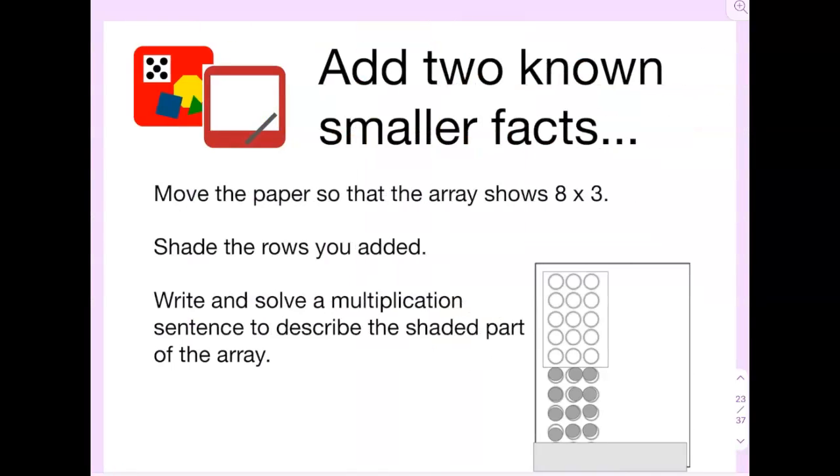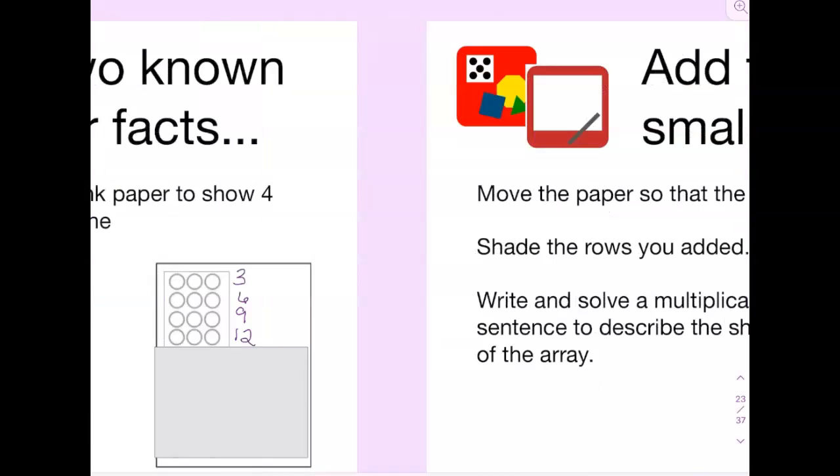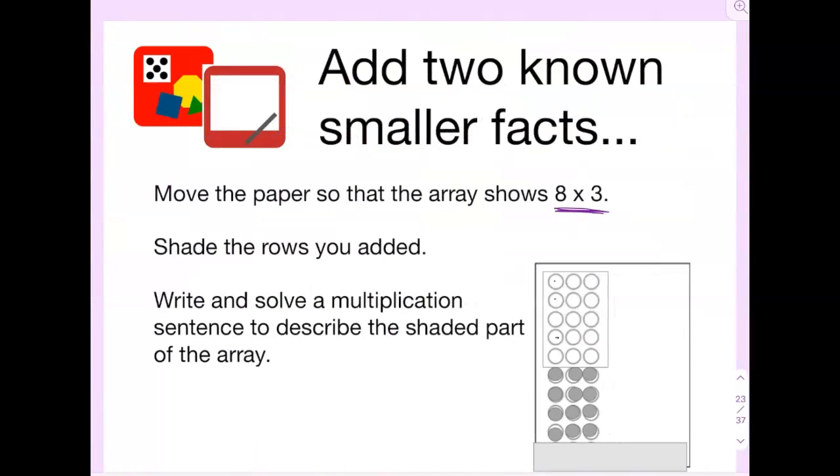Now we're going to move the paper to show 8 times 3. So we had 1, 2, 3, well that's wrong, 4. We want to add 4 more so that we have 8 times 3. So actually this should be shaded in, right? 1, 2, 3, 4. And I'm actually going to get rid of this one. We don't need that one because we want to show 8 times 3. Okay?